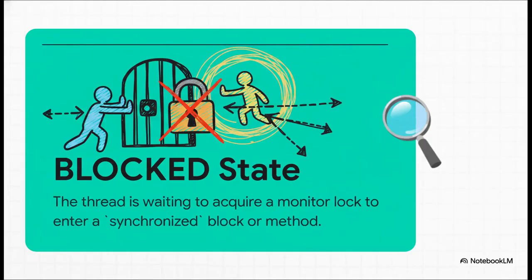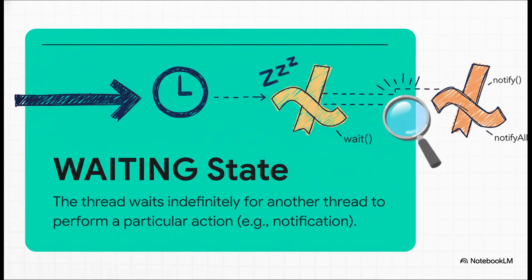First up, blocked. This one is super specific. A thread enters the blocked state for one reason and one reason only. It wants to get into a synchronized block or method, but some other thread is already in there, holding the lock. That's it. It's not waiting for a signal, it's not taking a nap, it's actively trying to barge through a locked door.